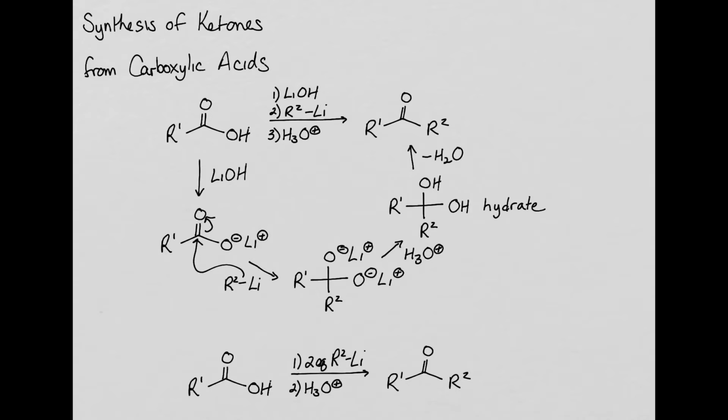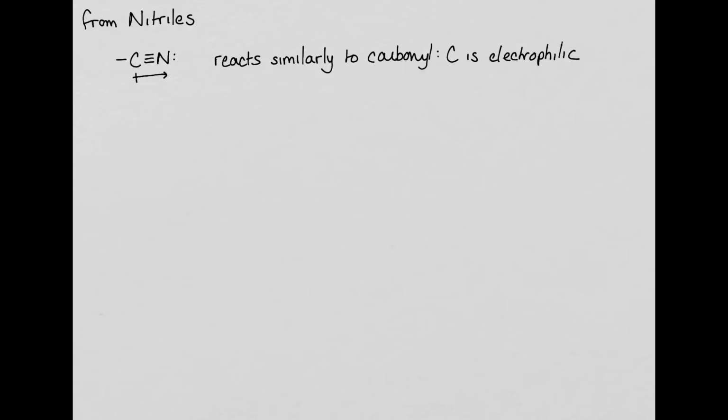Next, we'll consider the synthesis of ketones from nitriles. Remember that a nitrile looks like this, and a nitrile has a dipole that points in the direction of nitrogen. For this reason, a nitrile reacts similarly to a carbonyl compound. The carbon of the nitrile is electrophilic, and therefore will react with nucleophiles such as Grignard reagents, organolithium reagents, and reducing agents. Therefore, if we'd like to convert a nitrile to a ketone, we need to react the nitrile with either a Grignard reagent or an organolithium reagent.